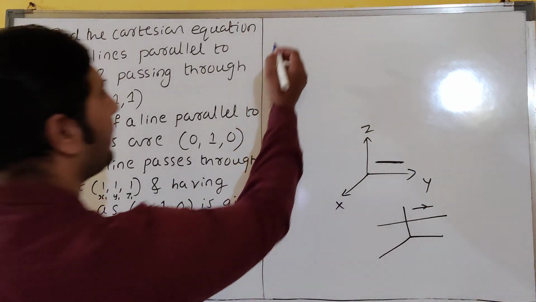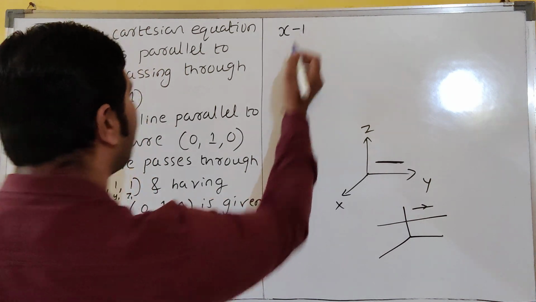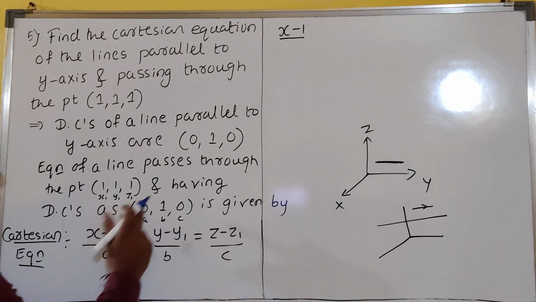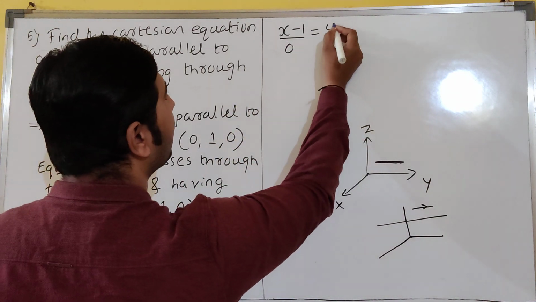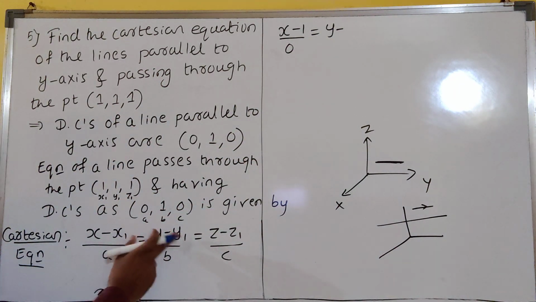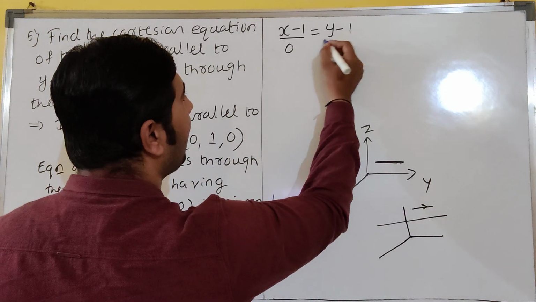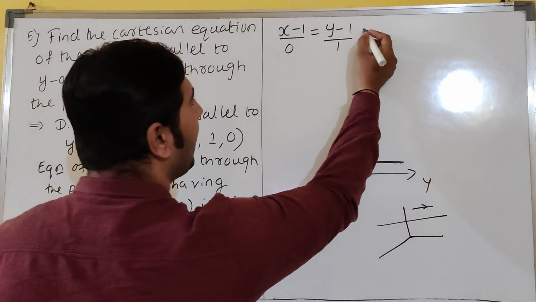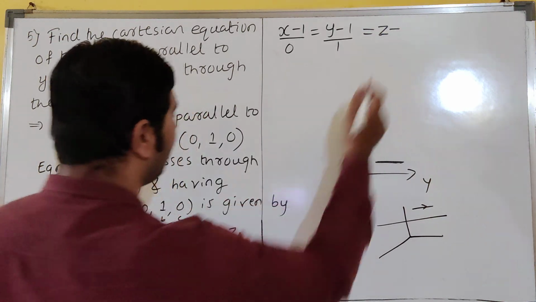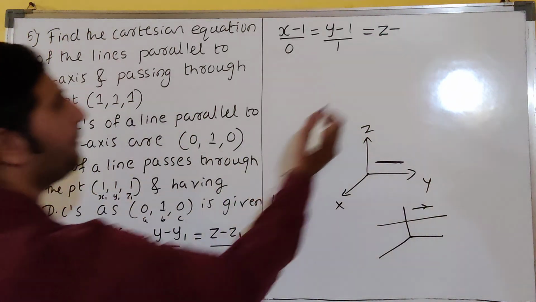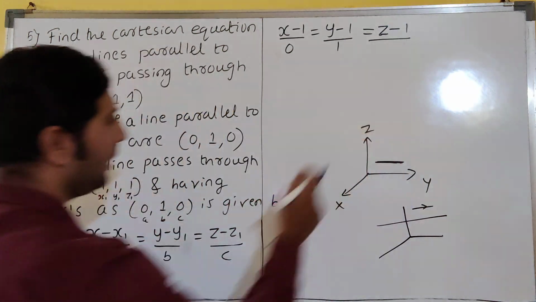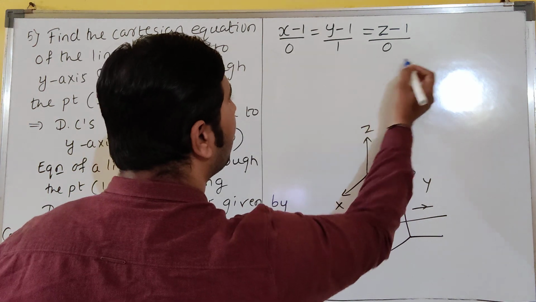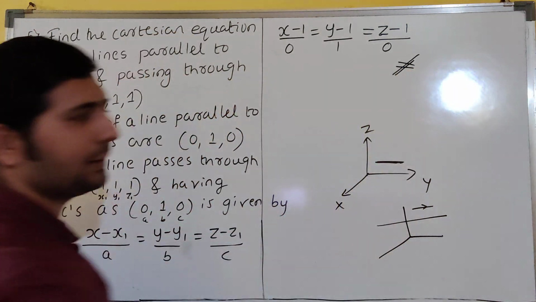So x minus x1, x1 is 1, and a is 0. And y minus y1, y1 is 1, and b value is 1. We will write 1 here. Z minus z1, z1 is 1, I will write 1 here. And c is 0, I will write 0. This is our required answer, dear students.